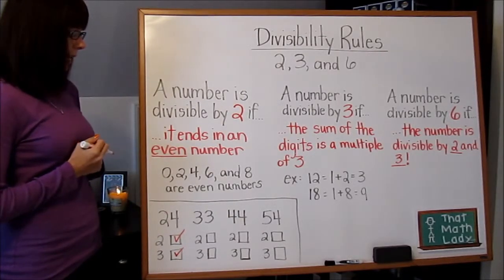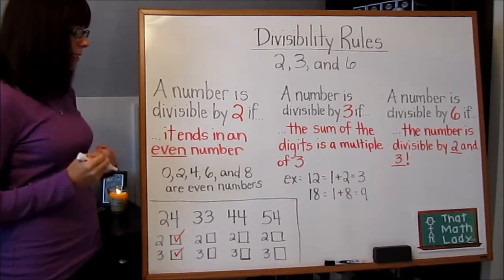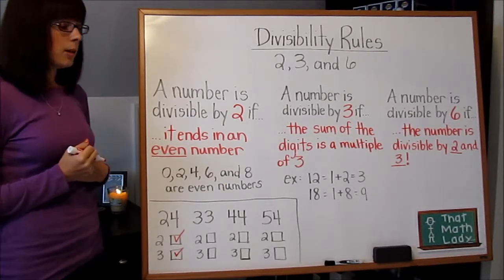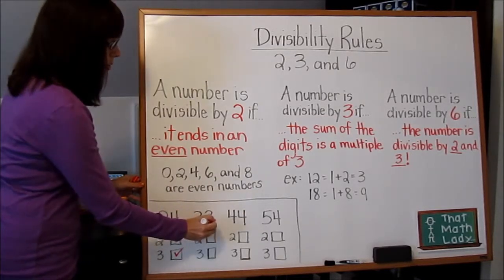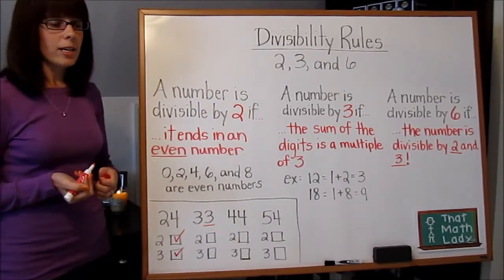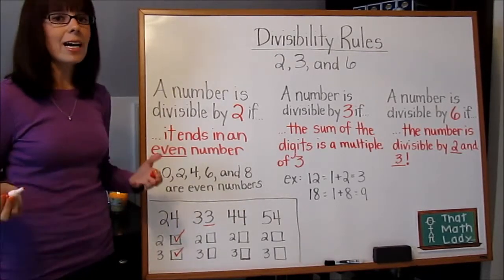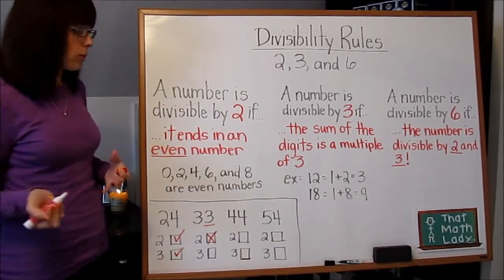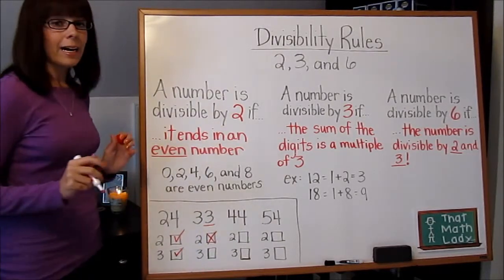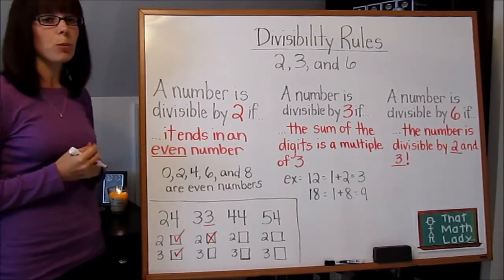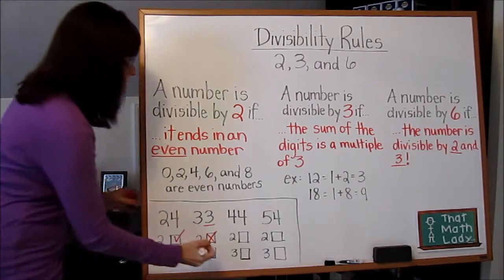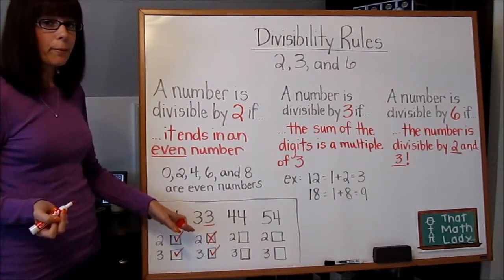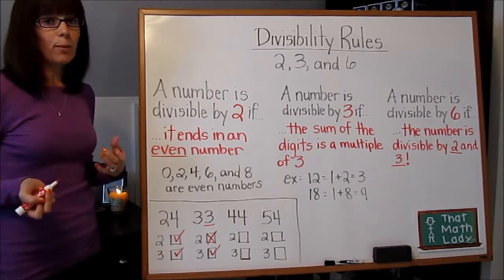Look at 33 for a second. Check and see, is the last digit even? If you add 3 plus 3, what do you get? Well, if you look at the last digit, which is a 3, you'll know that's an odd digit. And you'll know that if it's odd, it's not divisible by 2. But let's just check and see if it's divisible by 3. If I add 3 plus 3, I get 6, and 6 is a multiple of 3. So I know that it is divisible by 3. However, because it's not divisible by 2, it's not divisible by 6.